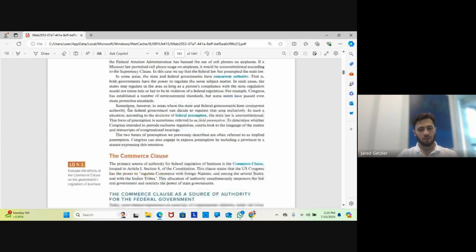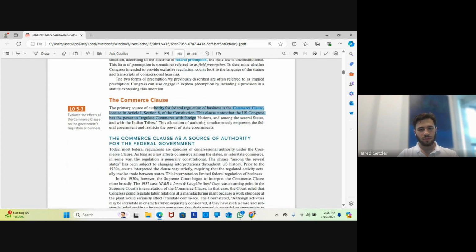And then in the Constitution, we also have a clause called the Commerce Clause. All this is, it means the United States government has the right to regulate commerce with foreign nations and amongst the states. So this basically allows the government to regulate interstate commerce.